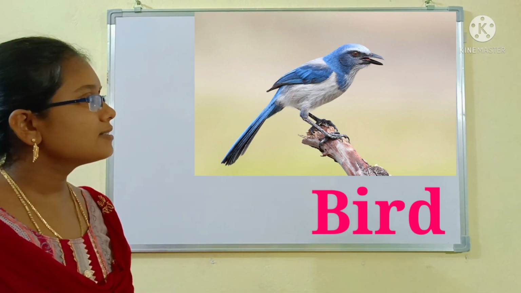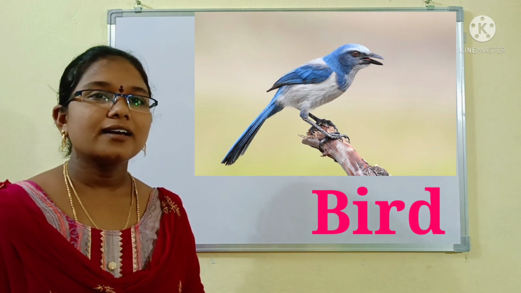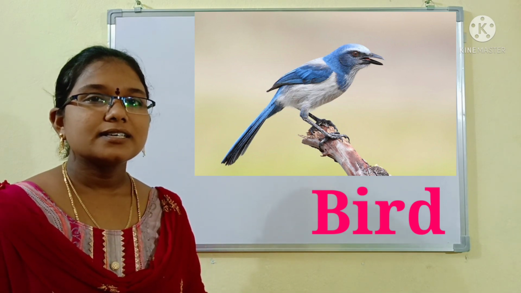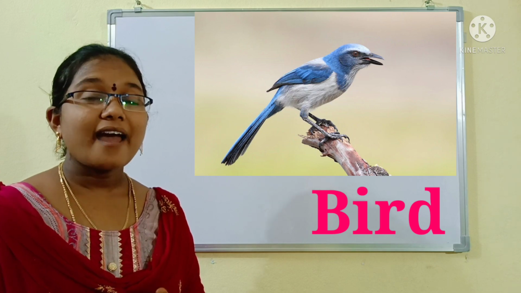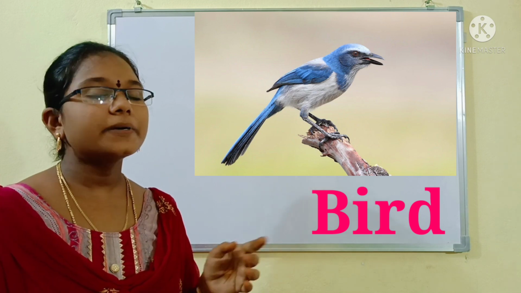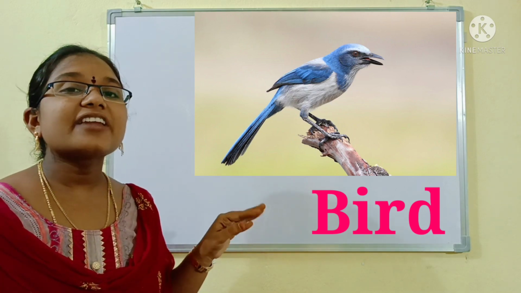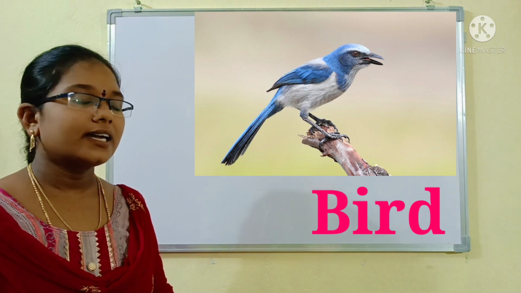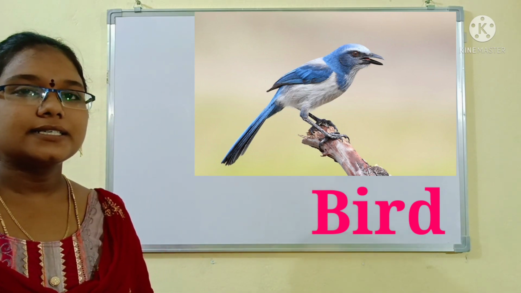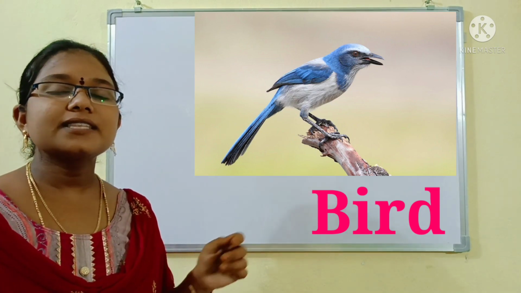This is the bird. Can you tell me any bird's names? Crow, hen, parrot. These are the birds. Okay, bird. Bird can fly. B I R D, bird. We pronounce like bird. Here the letter B gives the sound B.